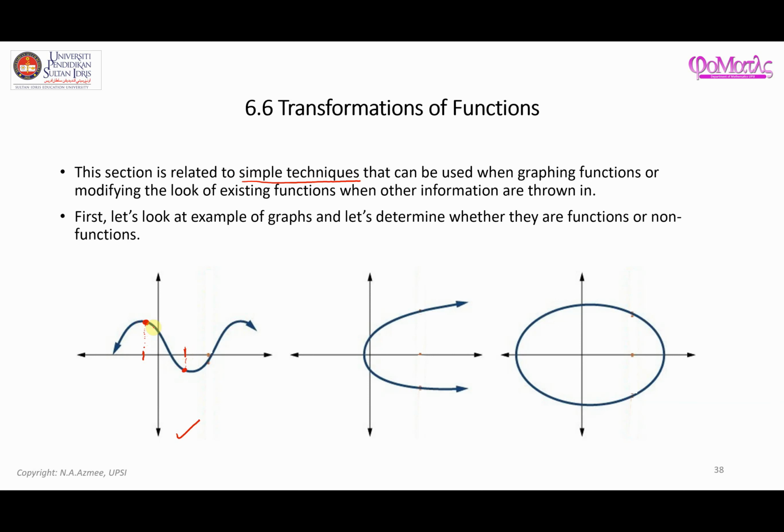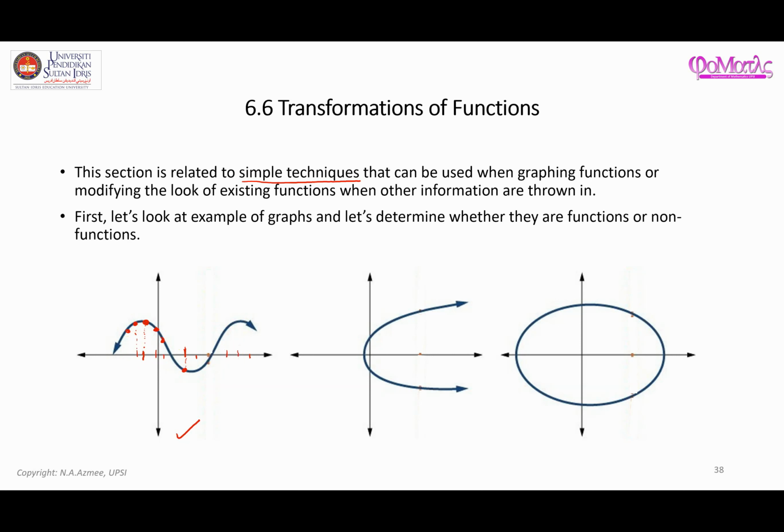So I hope you are able to see that for each input on this line, they correspond to exactly one single output. And so that's the definition of a function, which you have seen in the very early part of chapter 6.